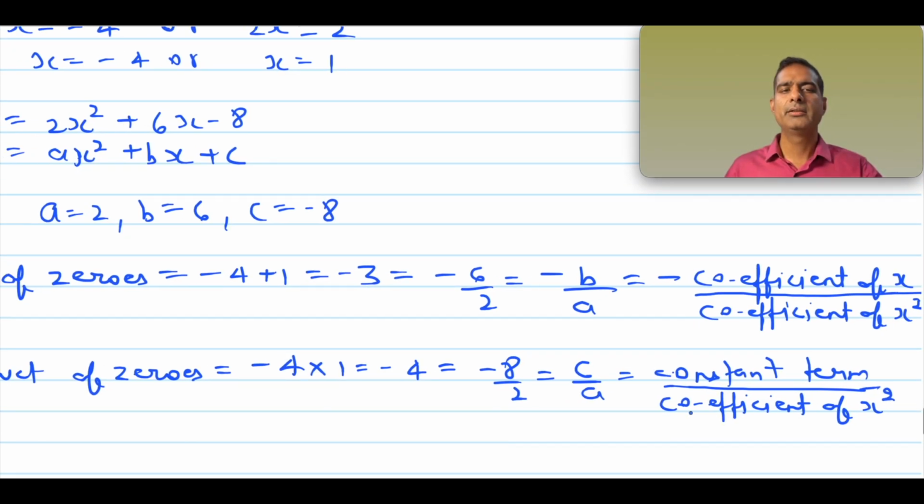So we can see this is the relationship between the coefficient of a quadratic polynomial and their zeros. So the sum of the zeros is given by negative times coefficient of x over coefficient of x square, and product of zeros is given by constant term divided by coefficient of x square.